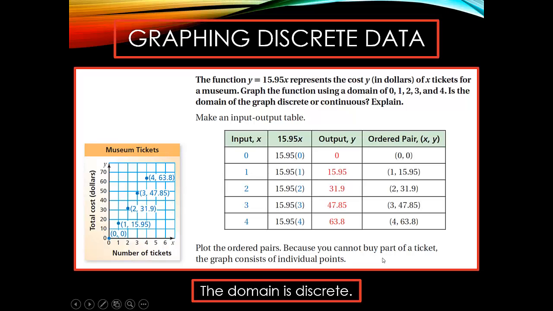Since you could not buy part of a ticket, the graph would only consist of those individual points. So the domain is discrete because we would not be able to buy part of a ticket. We either buy 0 tickets, 1 ticket, 2 tickets, 3 tickets, or 4 tickets. Again, we cannot buy part of a ticket. So therefore, the domain is discrete.